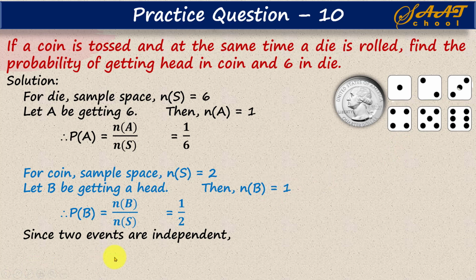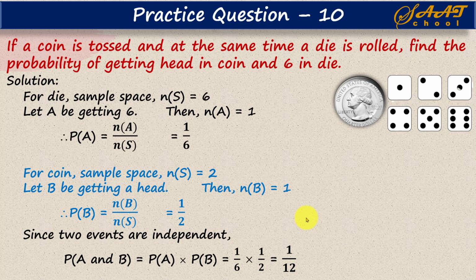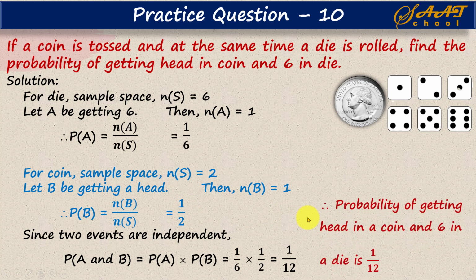Since the two events are independent, we have a relation for the probability of A and B, or probability of A intersection B, which is P(A) times P(B). We have P(A) which is 1 by 6 and P(B) which is 1 by 2, and that is finally 1 by 12. So that is the probability of getting head on a coin and 6 on a die, which is 1 by 12.